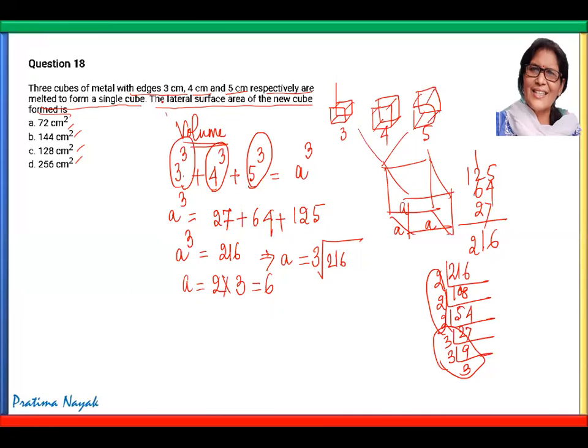Then to get the lateral surface area, it will be 4 into side square. It will be 4 into 6 square, 4 into 36. How much will it be? If you multiply, it gives you 144 centimeter square. So 144. B is the answer.